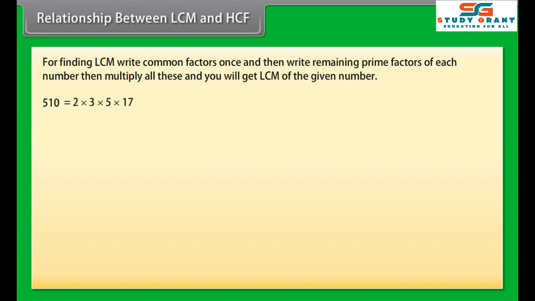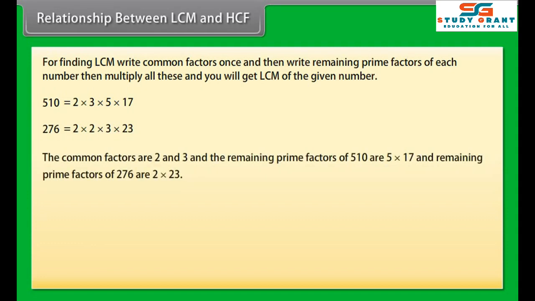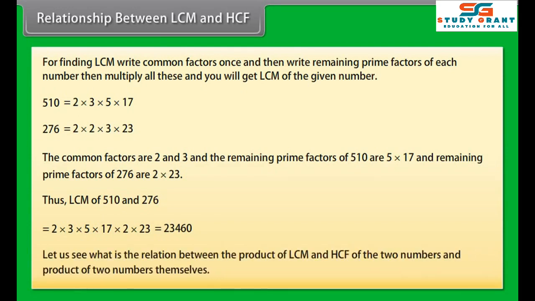510 is equal to 2 into 3 into 5 into 17. 276 is equal to 2 into 2 into 3 into 23. The common factors are 2 and 3, and the remaining prime factors of 510 are 5 into 17, and remaining prime factors of 276 are 2 into 23. Thus, LCM of 510 and 276 is equal to 2 into 3 into 5 into 17 into 2 into 23 equals 23,460.